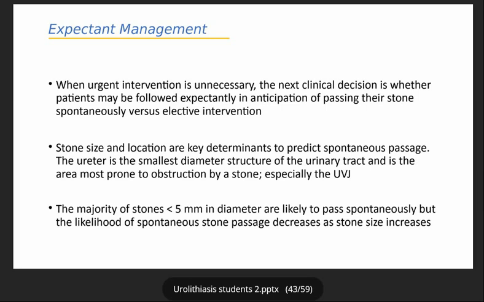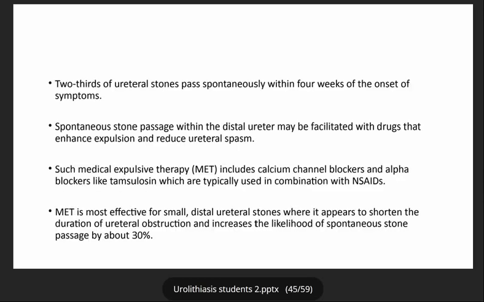So expectant management is when the patient has a small stone in a favorable location like the distal ureter. You can watch the patient, asking the patient to drink water. You can give him something to alkalinize the urine, and you can just monitor the patient. This is most likely for stones less than 5 millimeters, because these stones have a chance of passing spontaneously. Two thirds of ureteral stones will pass spontaneously within 4 weeks. So that's why we usually watch the patient for 4 to 6 weeks.